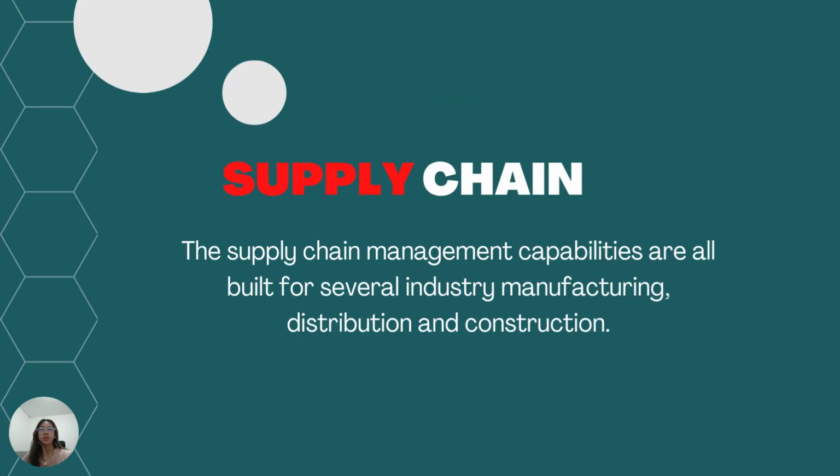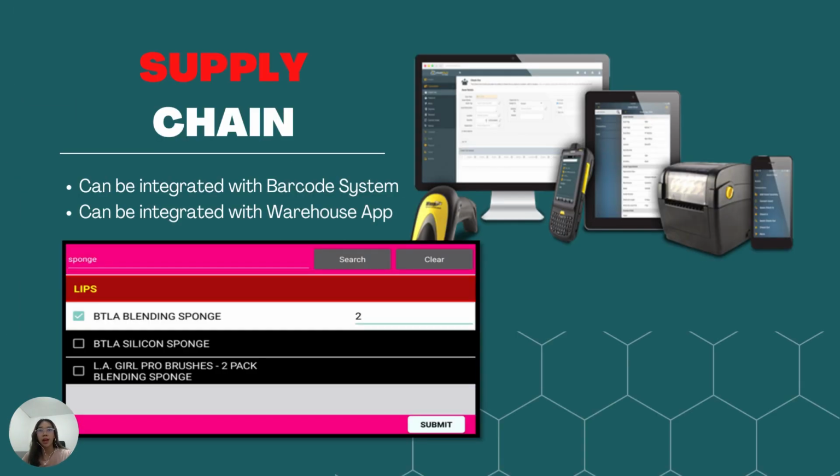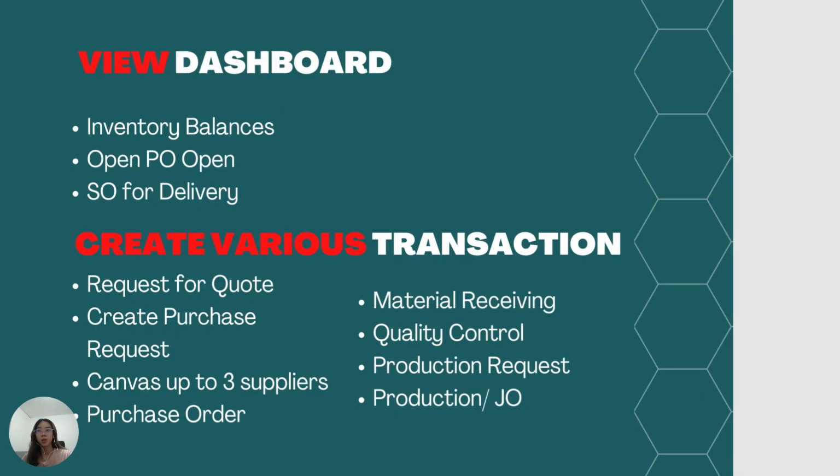Next, the supply chain module, which is related to inventory management. So the highlight for this module is you can integrate this with your existing barcode system as well as a warehouse app, which will help with the easing of your business process. So the dashboard for supply chain module, you can view your inventory balances, open your PO and SO for delivery.